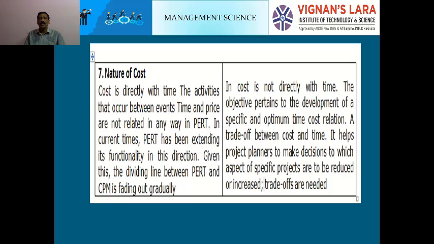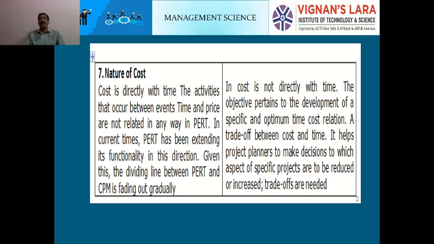That is, in the CPM method, cost is not directly associated with time. The objective pertains to the development of a specific and optimum time-cost relation. A trade-off between cost and time. It helps project planners to make decisions on which aspects of a specific project are to be reduced or increased. That is, trade-offs are needed.